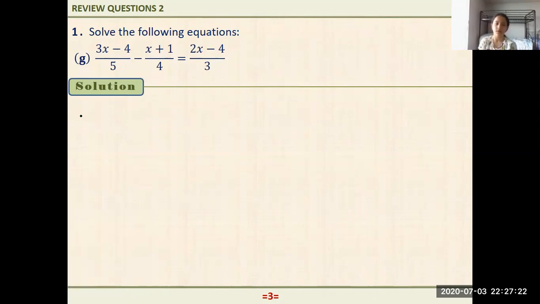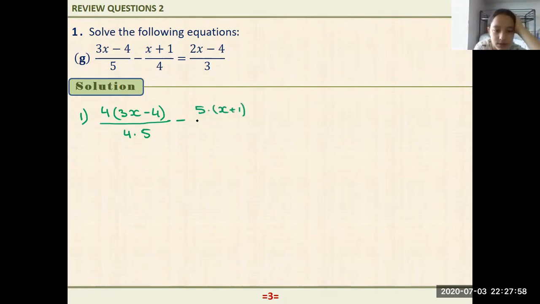The first step. We have to combine it, express these two fractions as a single fraction. So what is the common denominator? 20. Very good. To get 20 here, I should multiply numerator and denominator by 4. So here we have 4 times 3x minus 4 over 4 times 5, minus, here we should multiply by 5, 5 times x plus 1 over 5 times 4. And we have only one fraction, we have nothing to do with this.